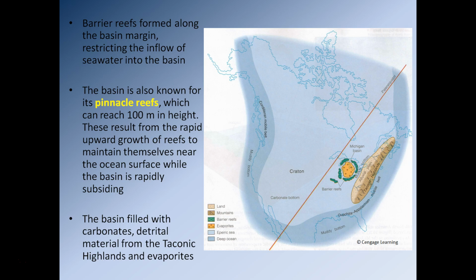Now, in terms of the basin itself, it filled with carbonates, but it also filled with detrital material coming off the Taconic highlands. The Taconic highlands are right here, producing lots and lots of clastic material, and some of that made its way into the Michigan Basin as well.